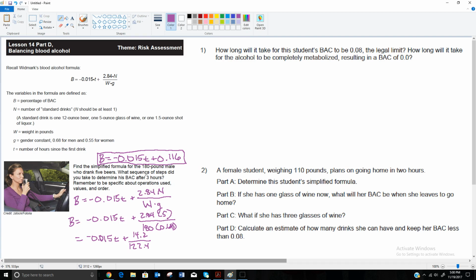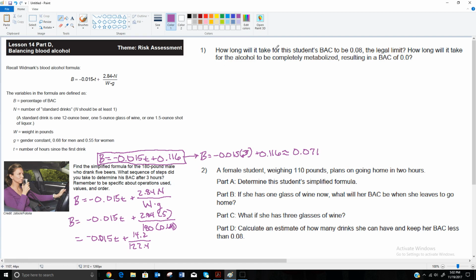And after 3 hours, we put in a 3 here. And it came out to be, I'm just going to kind of sneak this in right here. His blood alcohol content after 3 hours was negative 0.015 times 3 plus 0.116, which came out to be, that was the one that was like 0.7 something. And that one was 0.071. So not 0.7 something, but 0.07. So 0.071.